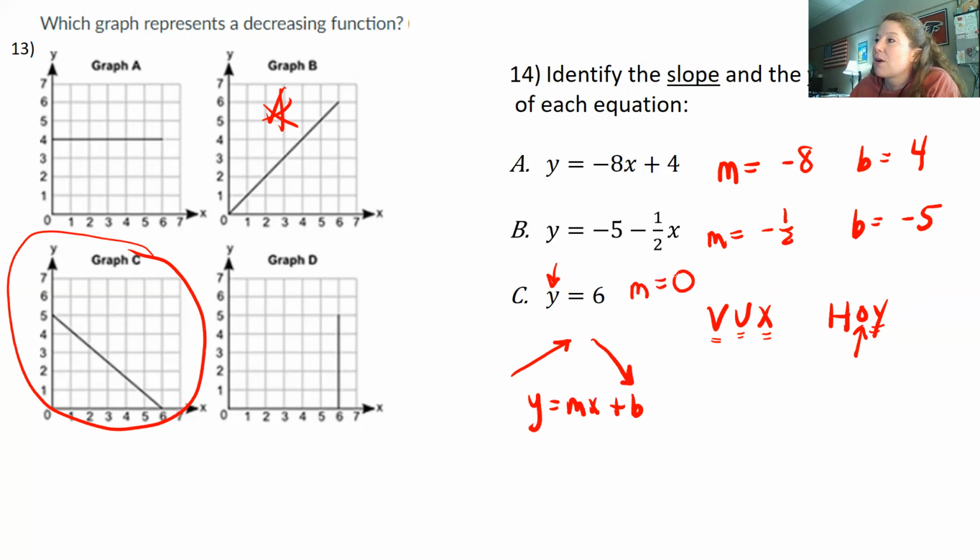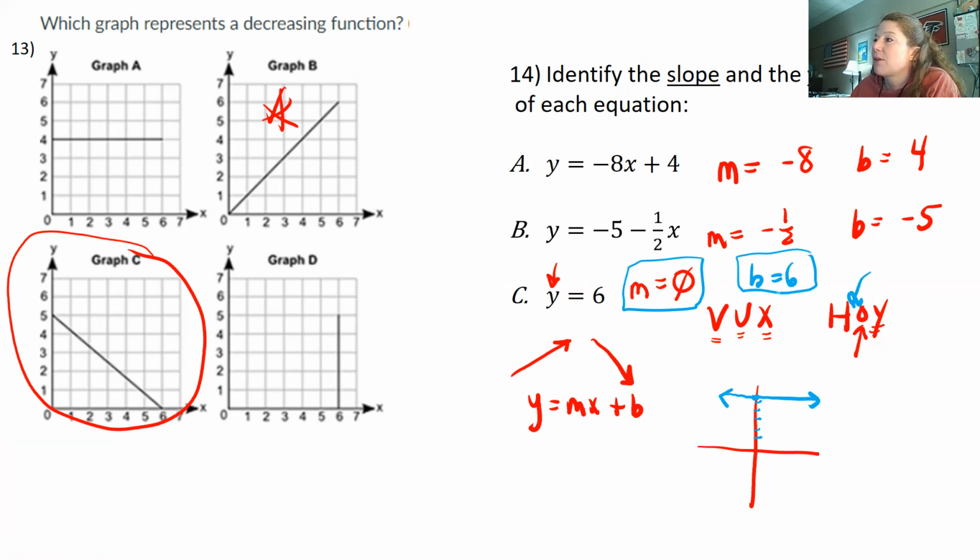The slope is 0. And if I graphed it, let's say I went to where y equals 6 on the y-axis, so it'd be 1, 2, 3, 4, 5, 6, about right there. I'd put a horizontal line. And the question is, where does it cross the y-axis? The y-intercept is 6. The slope is 0, because horizontal lines have a slope of 0, and my y-intercept, it crosses my y-axis at 6. Okay, so that one's a little tricky.